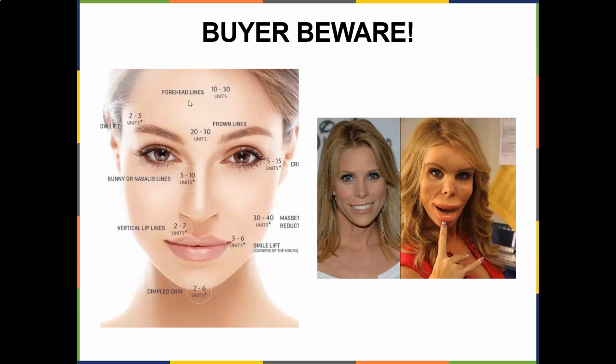So if you have forehead lines, you can get about 10 to 30 units here. Frown lines here, you can get 10 to 30. Owl lift, they call it, 2 to 5 units. Bunny or nasalis lines, if you have those, you can do 5 to 10. Masseter reduction, 30 to 40. A smile lift, corners of the mouth, 3 to 6 units. You want a dimpled chin, 2 to 6 units. And if you want vertical lip lines, you can get 2 to 7 units of that.